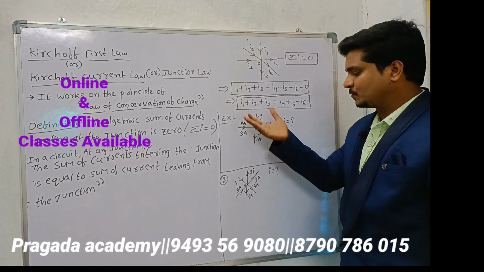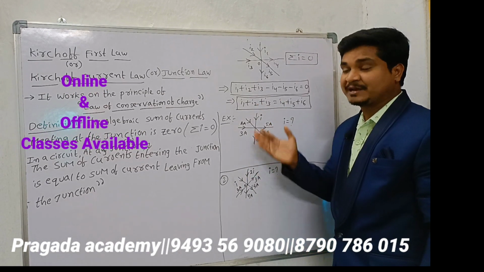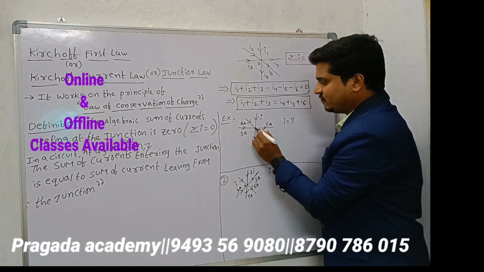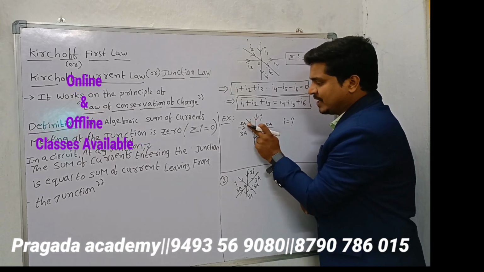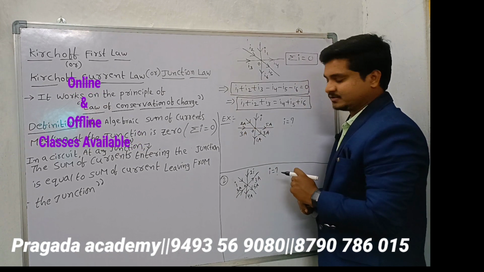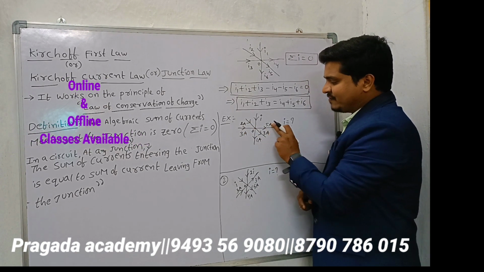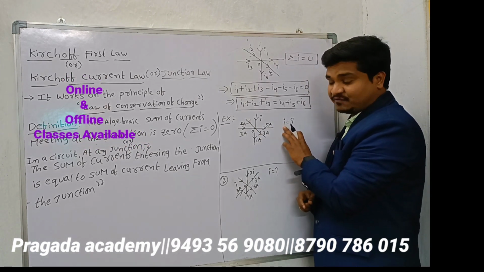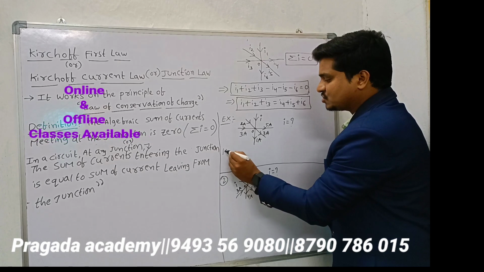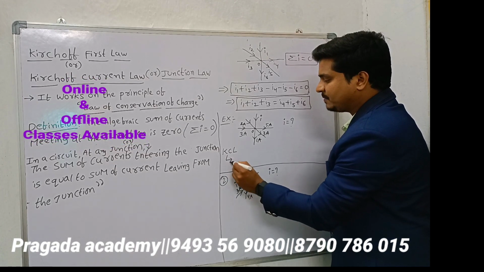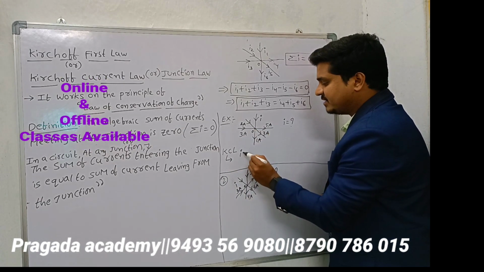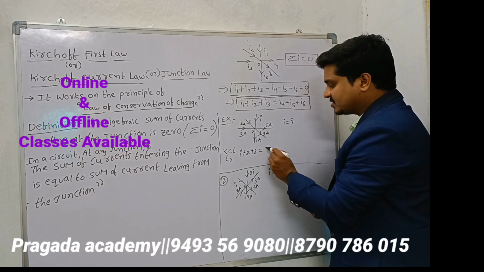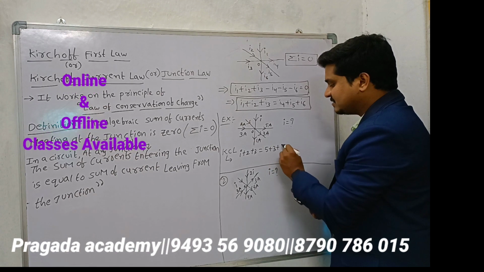Given two problems here, we need to solve these two problems by applying Kirchhoff first law. If you observe here, suppose O is the junction, I, 2 amp, 3 amp are entering towards the junction, and 1 amp, 3 amp, 5 amp are leaving from the junction. They ask to find the I value, the current value. According to Kirchhoff current law, the sum of the currents entering the junction, I plus 2 plus 3, equals the sum of the currents leaving from the junction, 5 plus 3 plus 1.